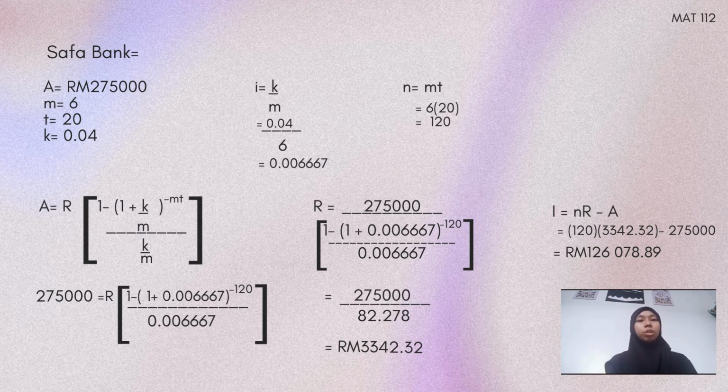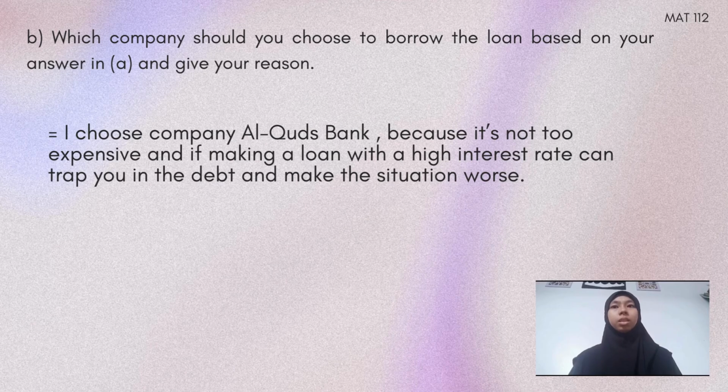To find total interest charge, I equal N multiply R minus A, and the answer is 120 multiply RM 3,342.32 minus 275,000. The answer is RM 126,078.89. Next question, 3B. Which company should you choose to borrow the loan based on your answer in A and give your reason?